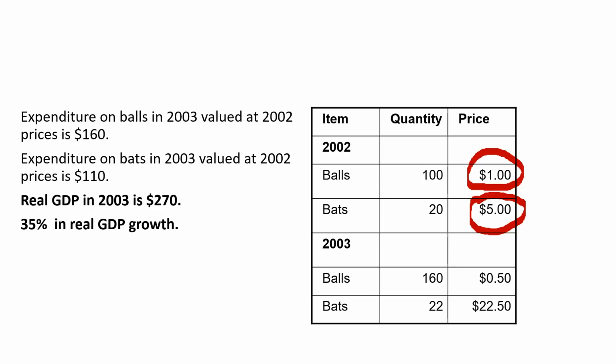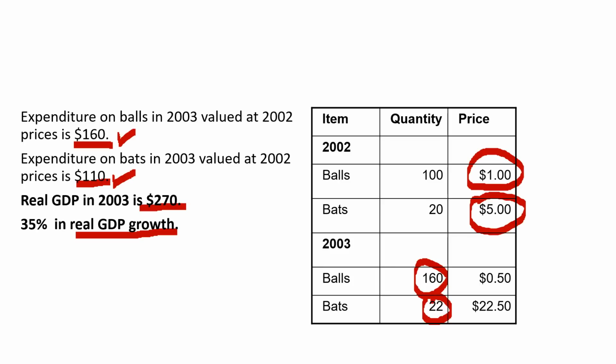Now the expenditure on balls in 2003 valued at 2002 prices is 160, so 160 balls multiplied by $1. The expenditure on bats in 2003 valued at 2002 prices is 110, so 22 bats multiplied by $5. So the real GDP in 2003 is 270, which is 160 plus 110.